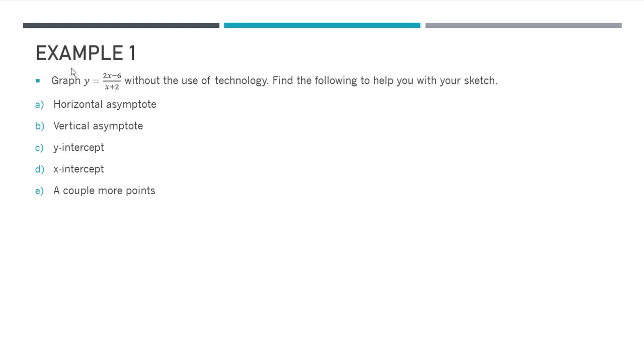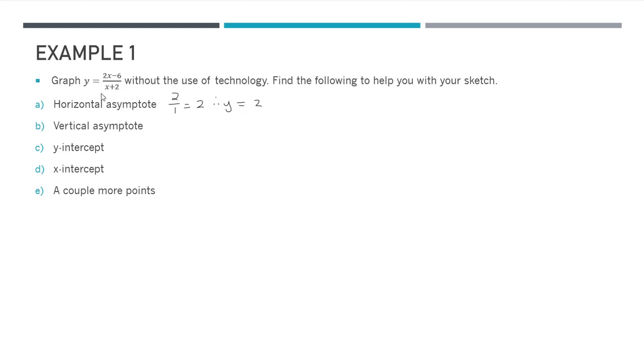Okay, let's look at our first example then. So graph y equals (2x minus 6) over (x plus 2) without the use of technology. Find the following to help you with your sketch. So my horizontal asymptote, well, that's going to occur at my leading coefficient divided by my leading coefficient. So 2 divided by 1 is 2, and that's going to be at y equals 2 then. So therefore, y equals 2.